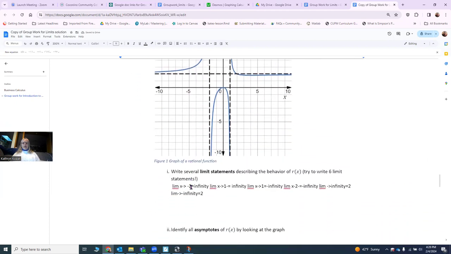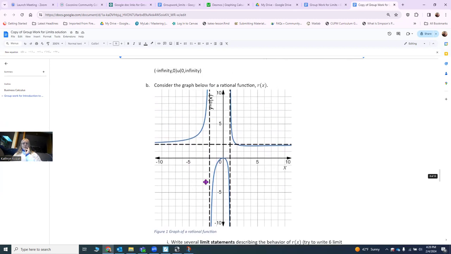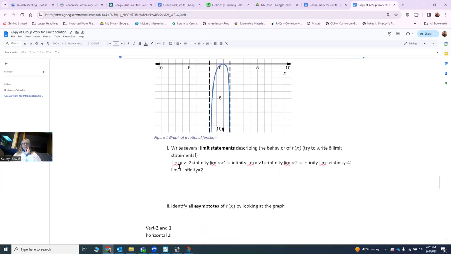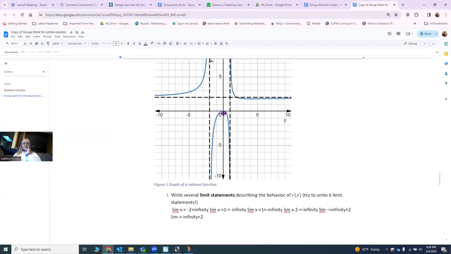Here I want to write down some of the limiting statements, and I've already done that. As x gets closer and closer to negative 2, we're going to follow this line along, and we just head off up to positive infinity. So that looks like the limit as x goes to negative 2 is infinity. If I come to negative 2 from the other side, from the right, as I come down and down here, I'm following this line along, and I'm going to head down to negative infinity.